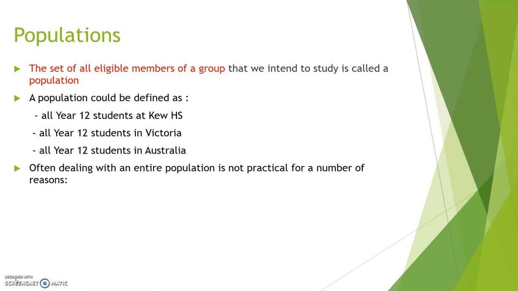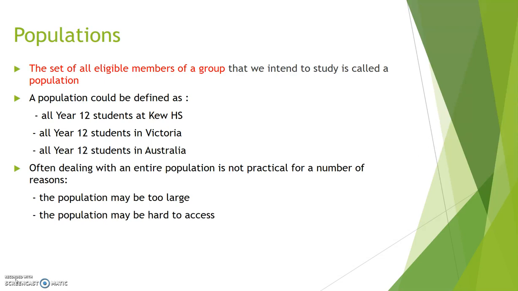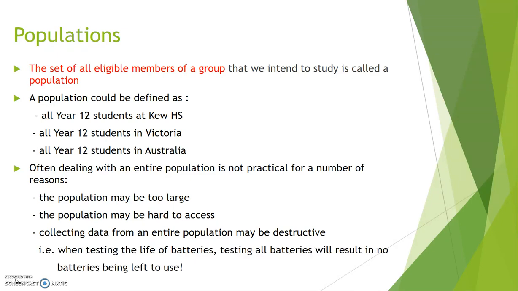Often dealing with an entire population is not practical for a number of reasons. Firstly, the population just may be too large for us to get to every single member of the population. Or the population may be hard to access. You may not be able to physically get to and question every single person. Or it might be that collecting data from the entire population may be destructive. For example, if I was testing the life of batteries, then testing all the batteries in Melbourne could mean that there are no batteries left to use.